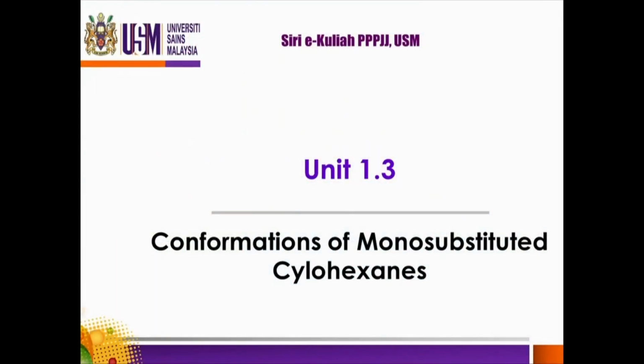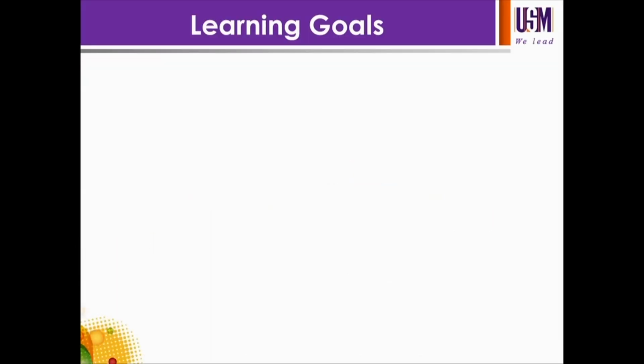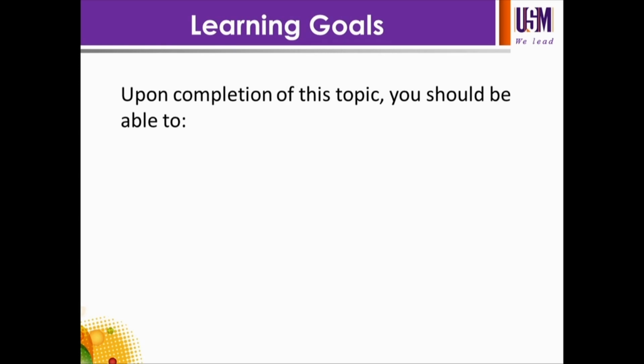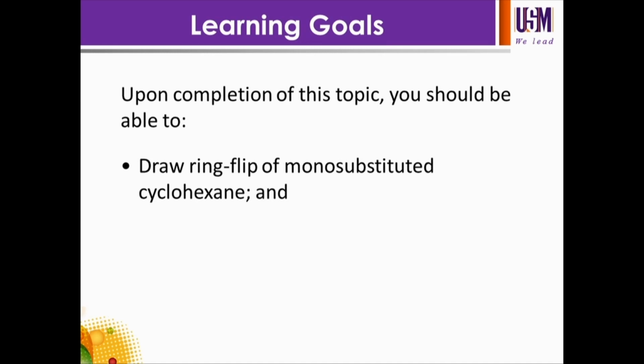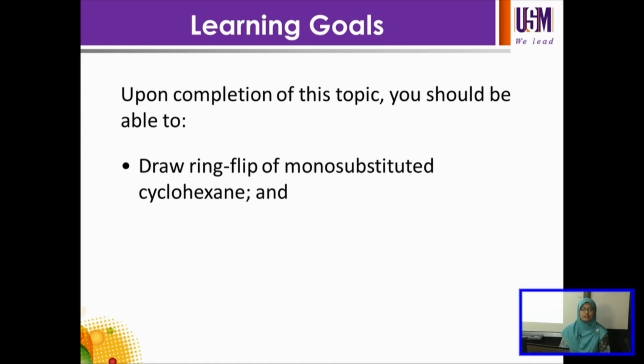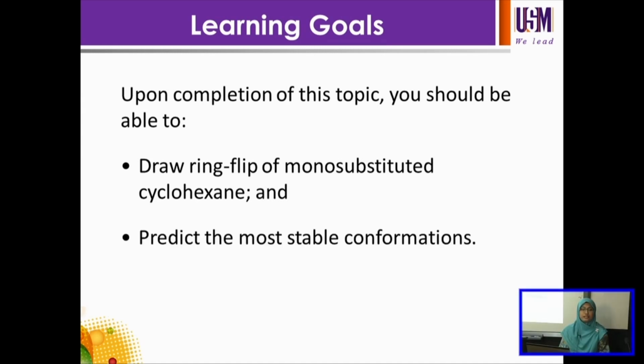So this is the third video covering chapter 1, which is structure and stereochemistry of alkenes. In this video, we will look at the conformation of monosubstituted cyclohexane. Upon completion of this topic, you should be able to draw ring flip of monosubstituted cyclohexane and predict the most stable conformation.